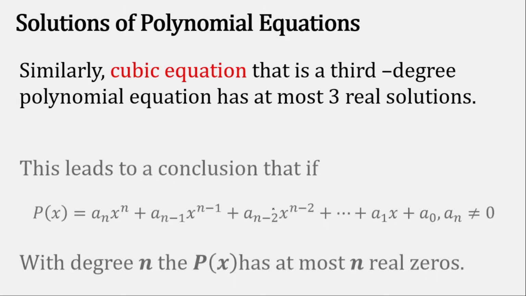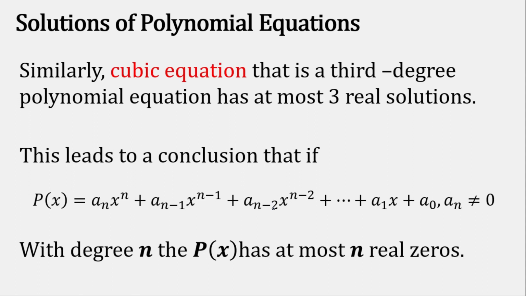So this leads to a conclusion that a polynomial function with a degree of n has at most n real solutions. The number of solutions depends on the degree of the polynomial.